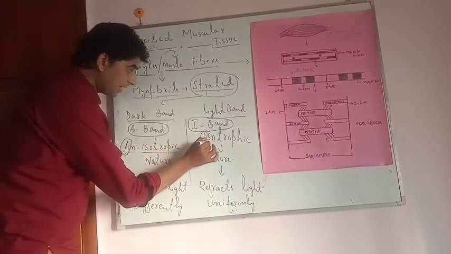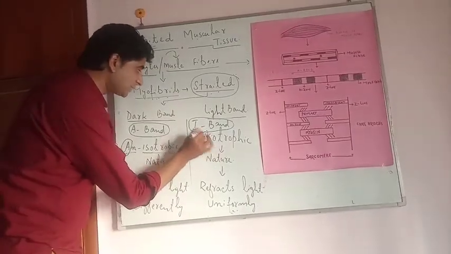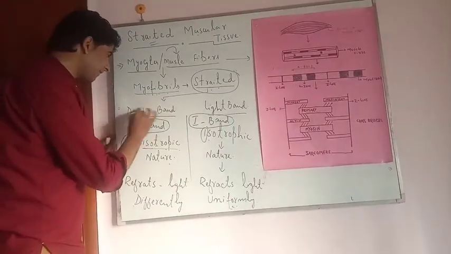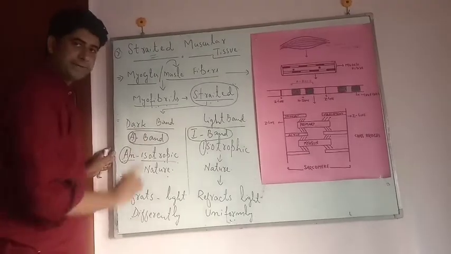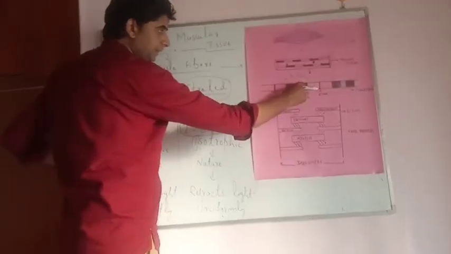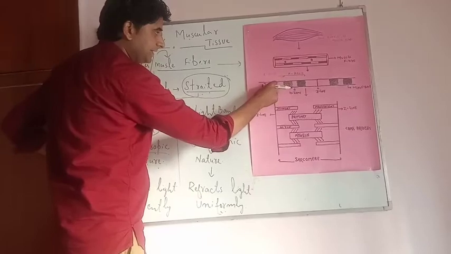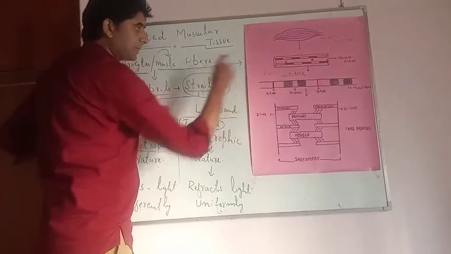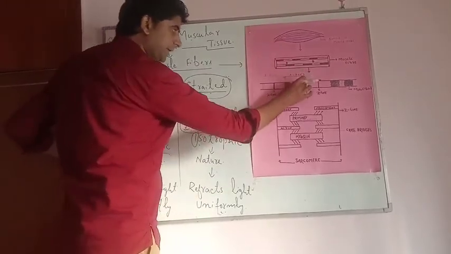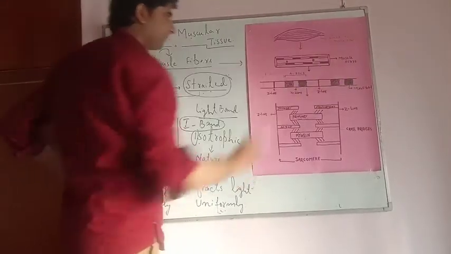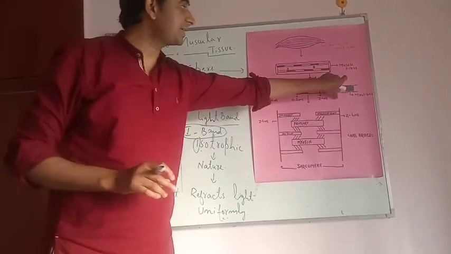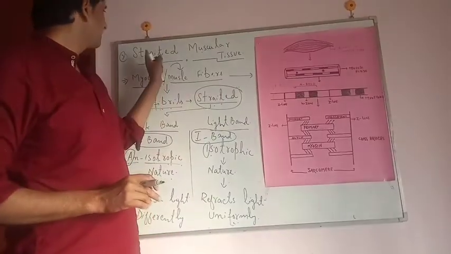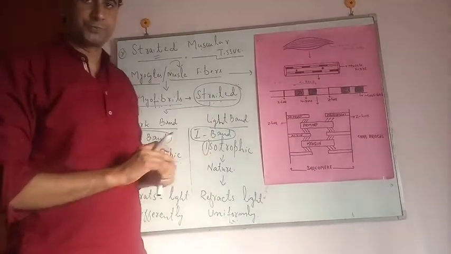तो ये isotropic है, that is why इसको हम कह सकते हैं I band. ये anisotropic है, that is why the dark band is termed as A band. So this one is dark band, also termed as A band, and this one is the I band, also termed as the light band. तो यहाँ पे light band है, dark band है, light band है, dark band है. So that is why यहाँ पे striations है या alternate dark and light bands है. That is why इसको हम कहते हैं striated muscular tissue.